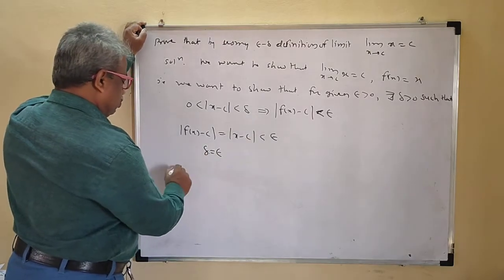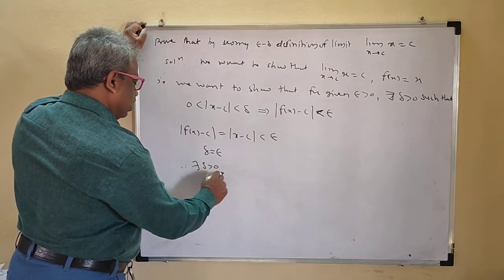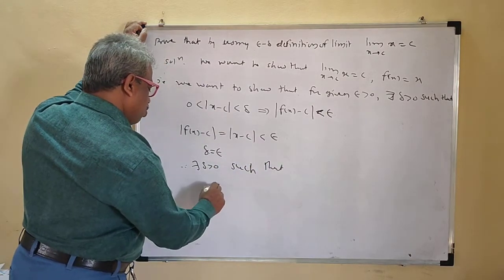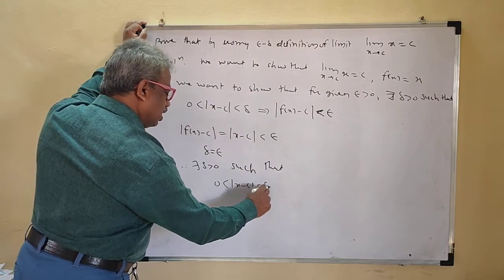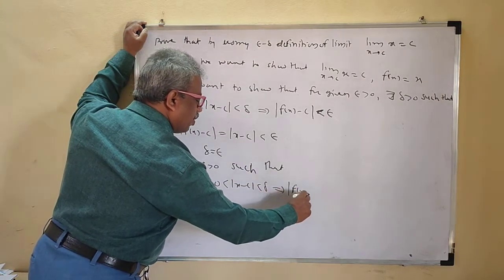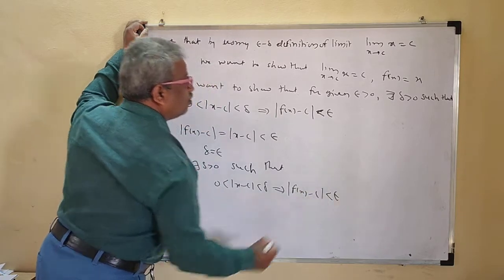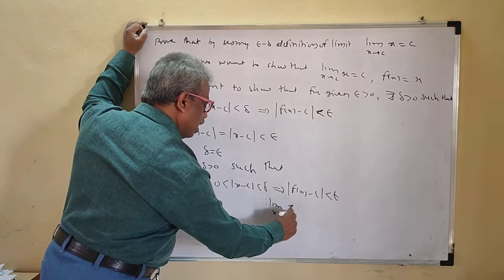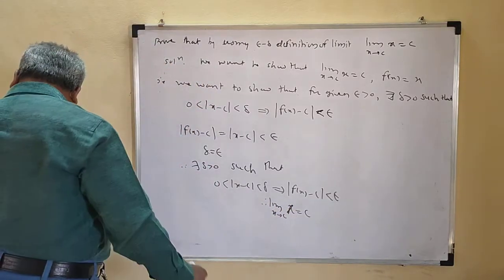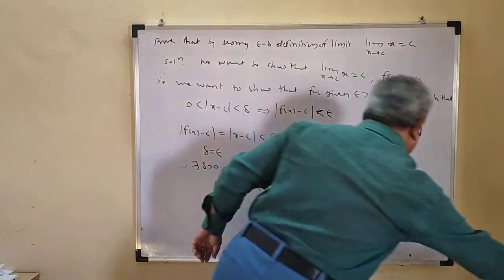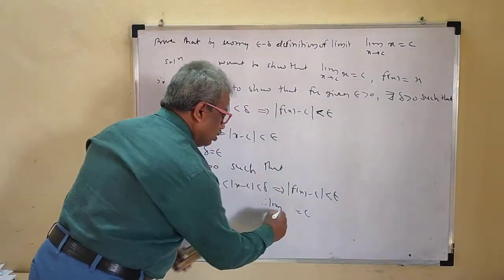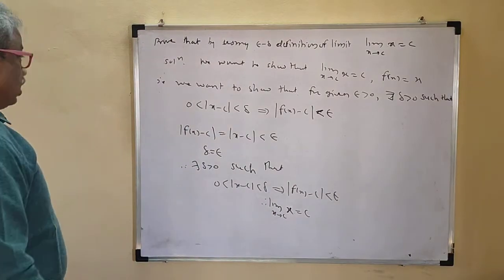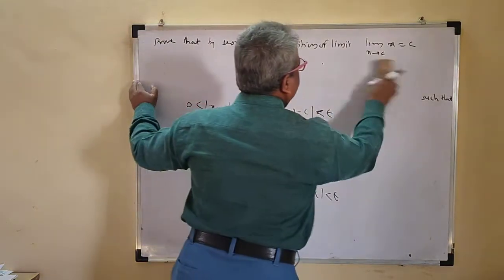So delta exists. Therefore there exists delta greater than 0 such that mod of x minus c less than delta implies that mod of f of x minus c is less than epsilon. So therefore limit x tends to c of f of x is equal to c. Okay, we'll take another problem so that you will understand this now.